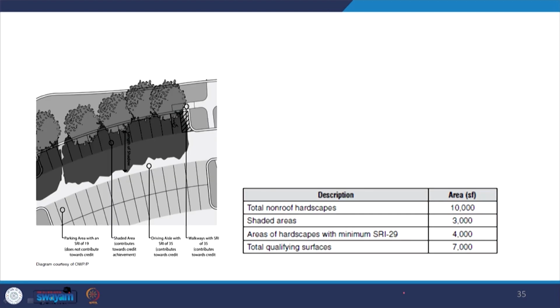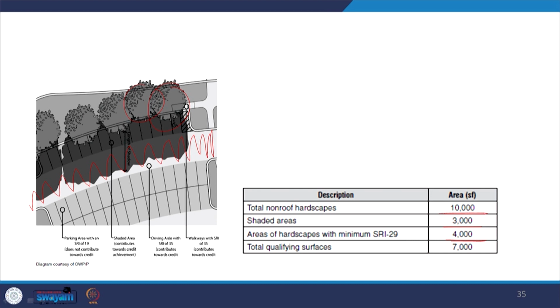This particular image shows an example of one of the development projects. Here they have calculated the total non-roof hardscape as 10,000 square feet. Out of that, 3,000 square feet is shaded under the trees, and then we have some areas which have used materials with a minimum SRI of 29. So, maybe they have some light colored pavement material which is used on these.